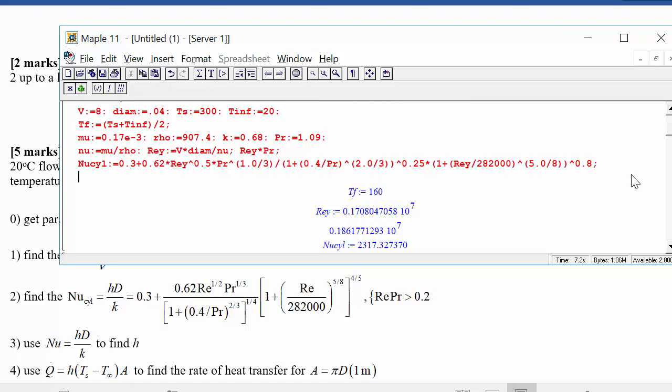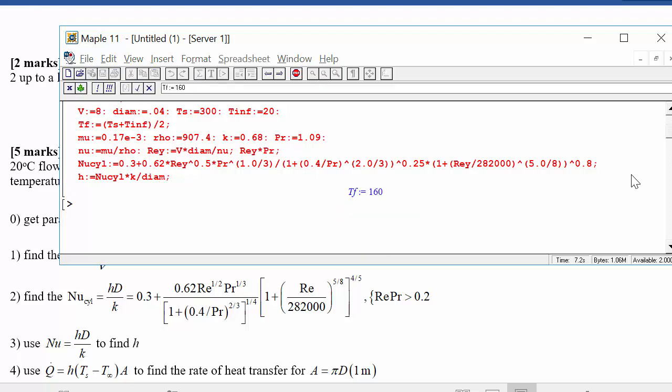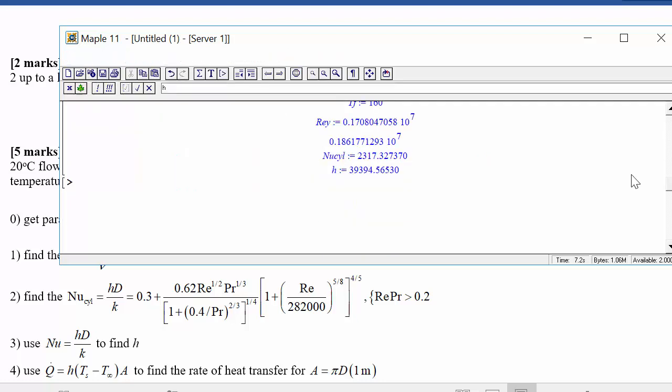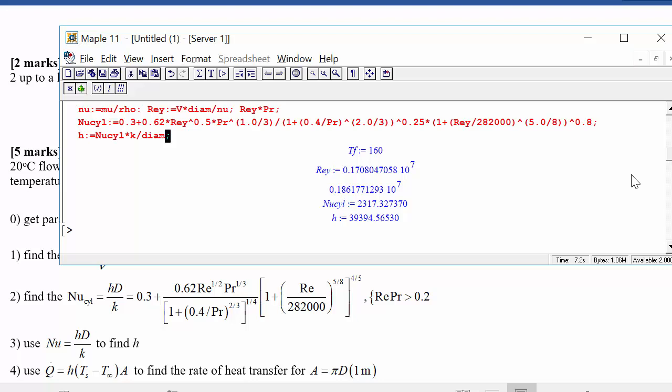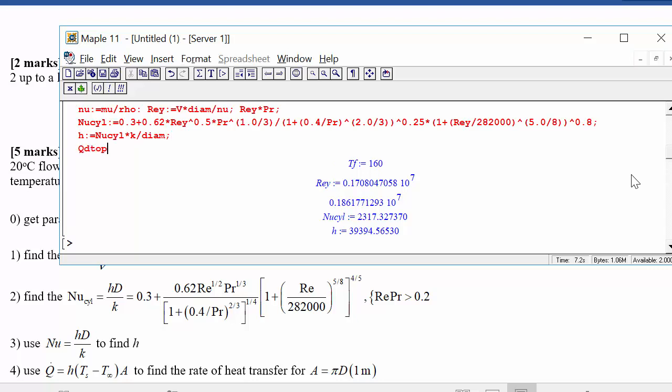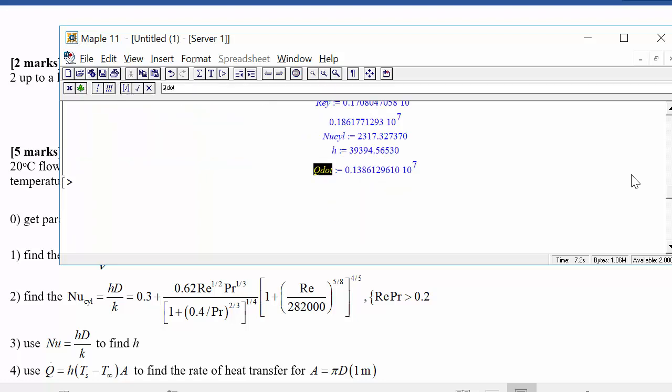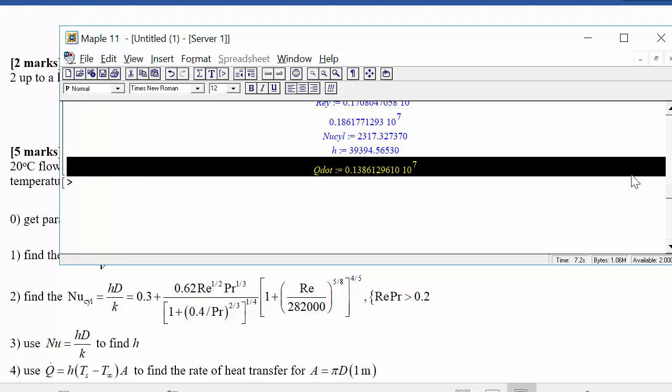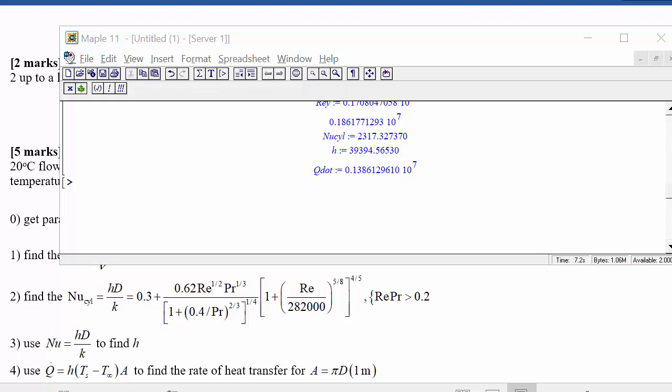Then once you've got that, we can figure out what the h would be by saying h would be Nusselt number times K divided by the diameter. So we get 39,000 for the convection coefficient, quite high. And then we can take that and multiply. Q dot is equal to h times Ts minus T infinity times the surface area, which is pi times the diameter times a length, which is 1. Okay, so we've got a rate of heat transfer of 1.39 megawatts. And that's it. Hope that helps. I'll see you next time.